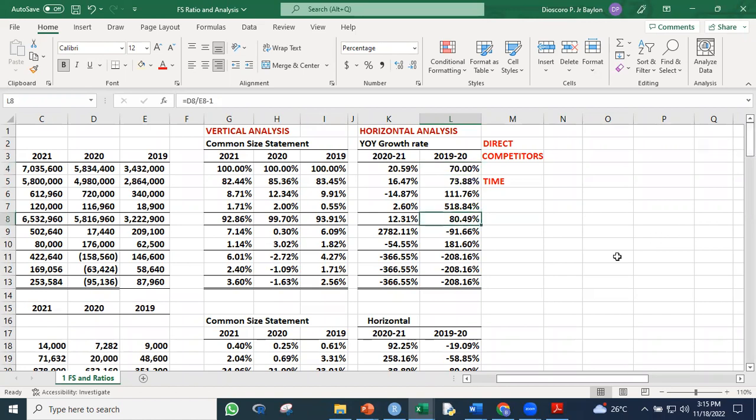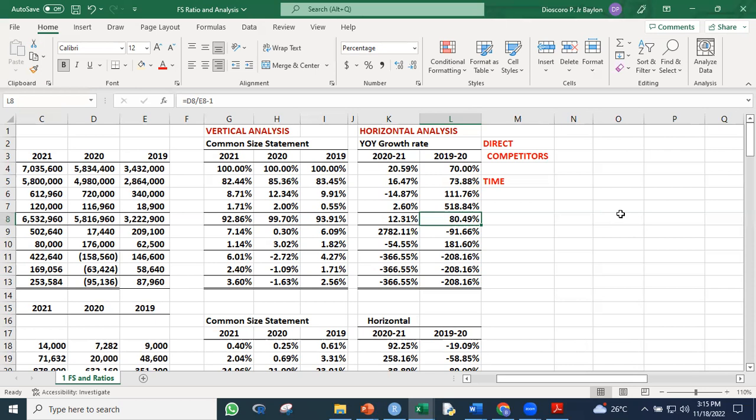So back to my question, if you're assessing the performance of the company, if it's good or not, okay, we usually benchmark it against two parameters. Okay, number one, we benchmark with direct competitors. Okay, and secondly, we benchmark with respect to time. What do I mean by benchmark with respect to direct competitors? It means we compare the performance of the company with the other players in the industry. In particular, it should be direct competitors. Hindi pa pwede si Jollibee, i-compare natin kay Burger Machine. No? Hindi pa pwede yun.